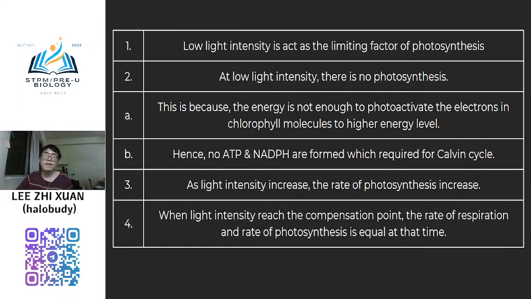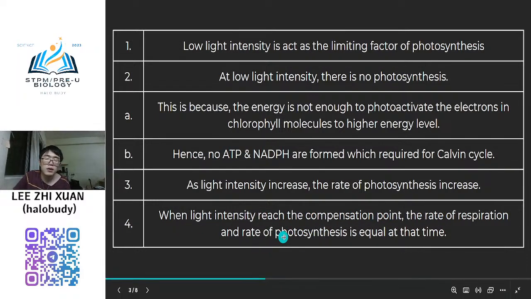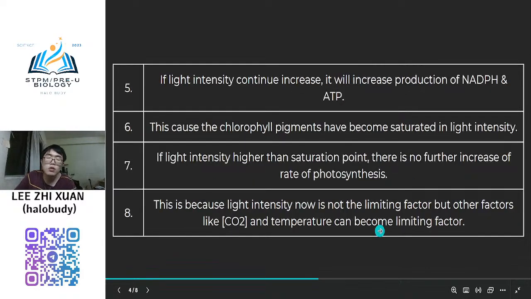Tak ada light. Because you need to know that the first reaction of photosynthesis is the light dependent reaction. Dia nak energy. The energy comes from light. If no light, memang tak boleh lah. So no ATP and NADPH, so the Krebs cycle also cannot proceed. But when the light intensity increases higher than the compensation point, the rate of photosynthesis will increase also. And when the light intensity reaches the compensation point, the rate of respiration and photosynthesis is equal at that time.